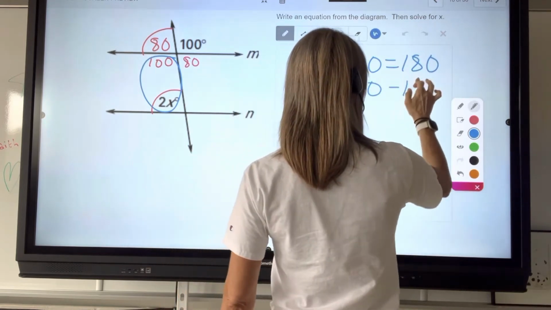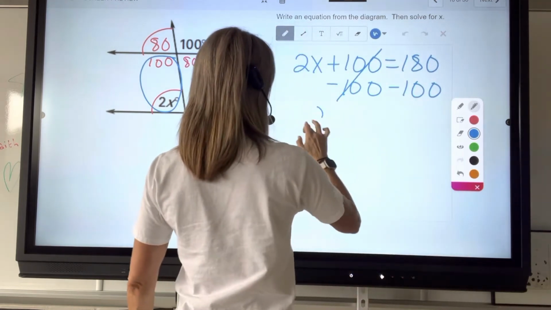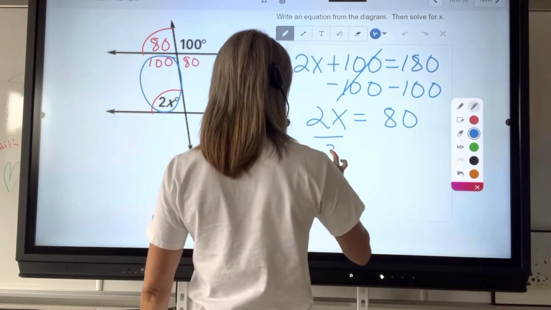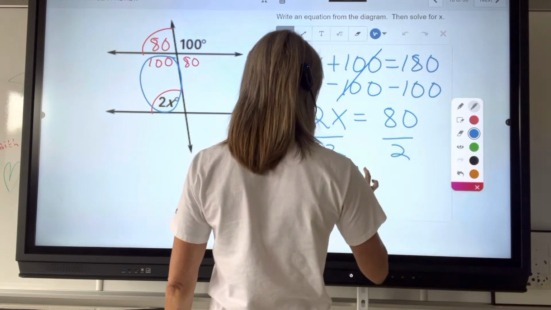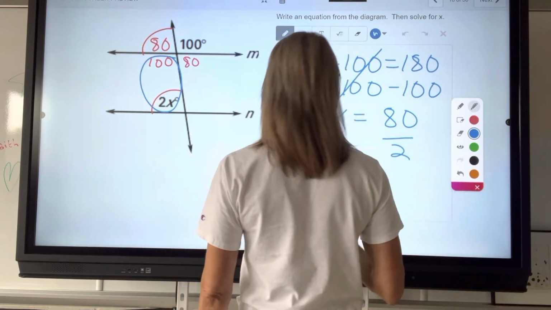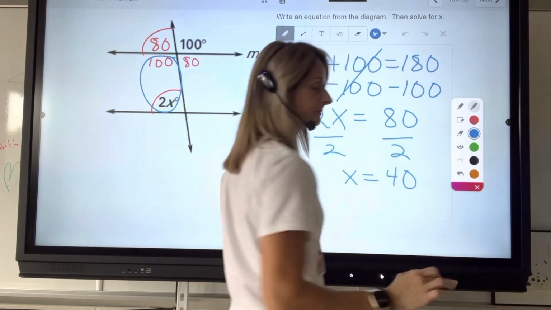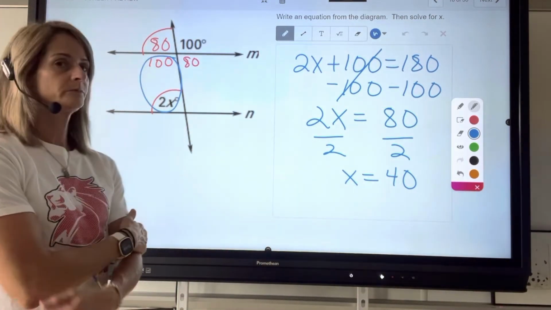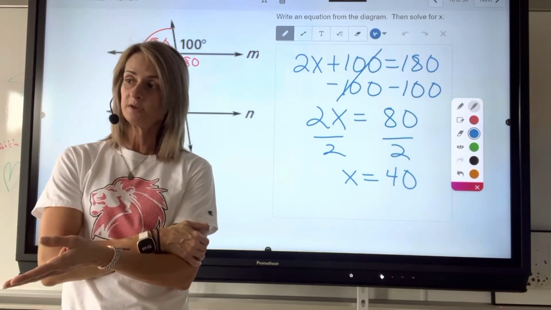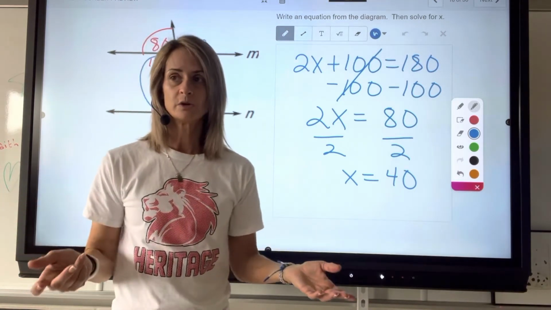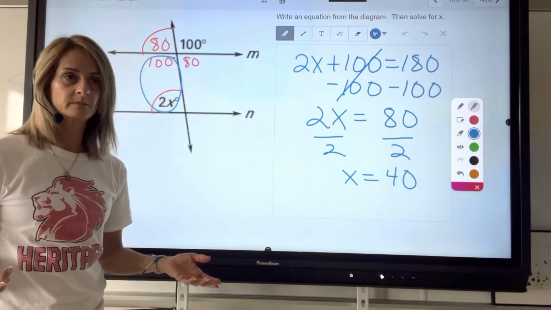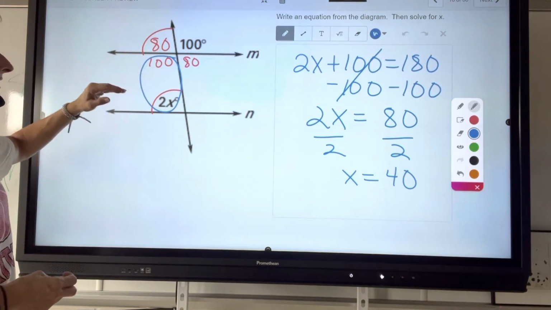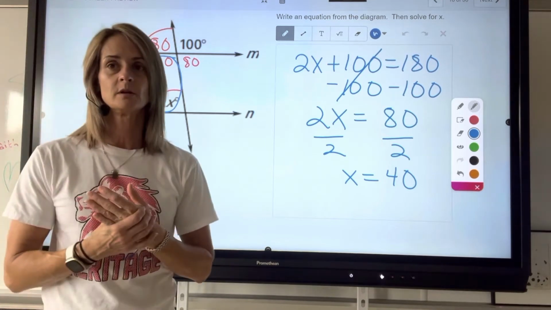Because there are many ways to go about these problems, and as long as you're setting it up the right way, you should get the same answer. Now I'm getting, using consecutive interior angles, x is 40. When you use corresponding angles, did you get x is 40? Yeah. Okay, so it doesn't matter how you set it up. You can either set 2x equal to 80, or you can write your equation 2x plus 100 equals 180.